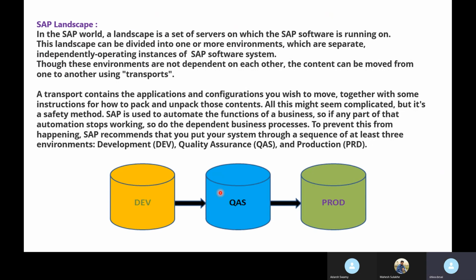So coming to the SAP landscape, I told you the data is to be mapped and transferred for a go live. In any implementation of SAP, there will always be 3 separate hard disks. A minimum of 3 hard disks is required. We call them servers, or 3 clients. Those are called landscapes.